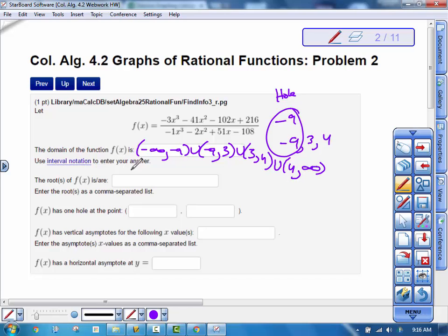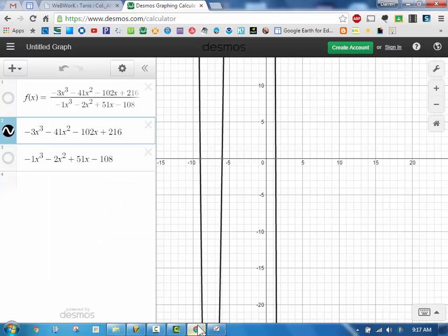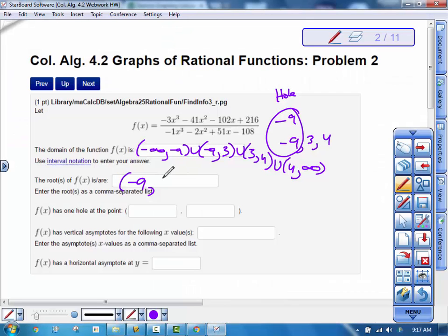And then the roots of this function are where the top is 0. So the roots would be -9, get these from decimals, -6 and 1.3, or 4/3. And then it has one hole. That hole is at the point -9, 0.